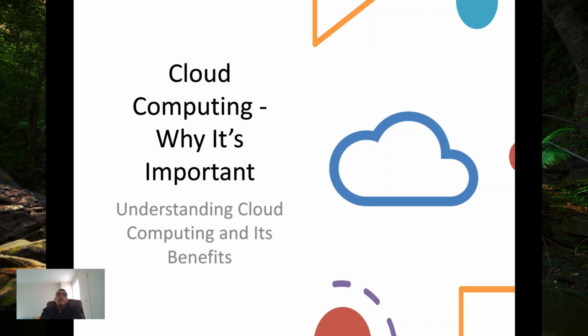Before moving ahead, I would like to ask a simple question: have you ever used Google Drive, OneDrive, or Dropbox? I hope everybody is using them, right? If you are using these services, then directly or indirectly you are using cloud computing services, or cloud services. If you are watching a movie on Netflix, then you are using cloud computing.